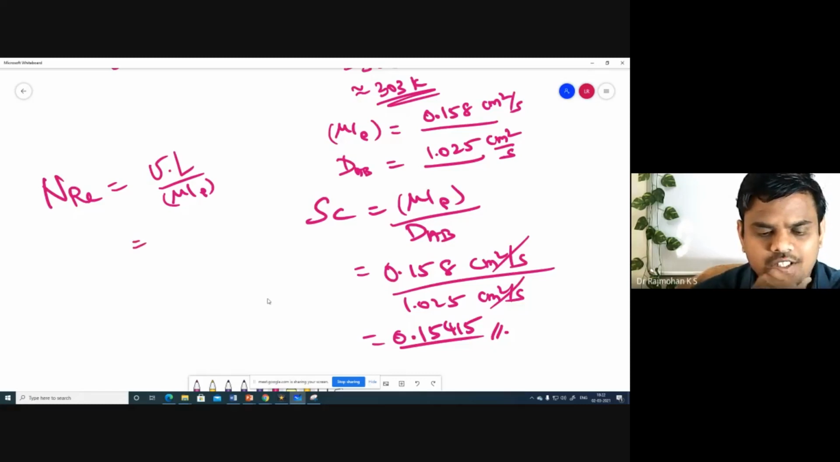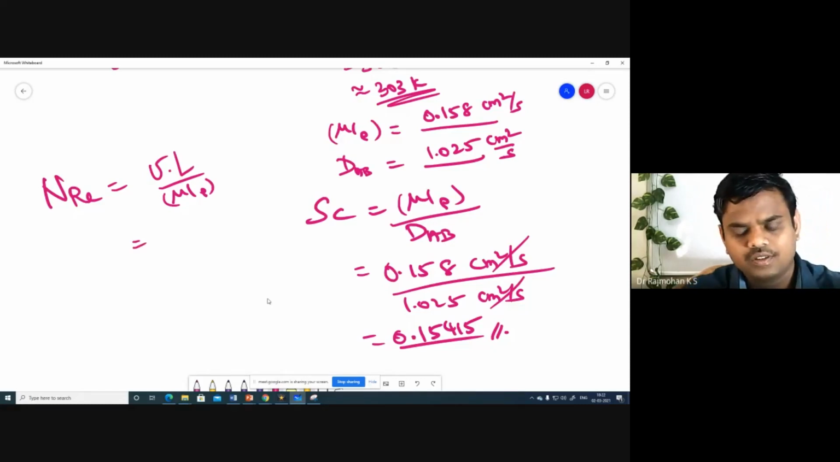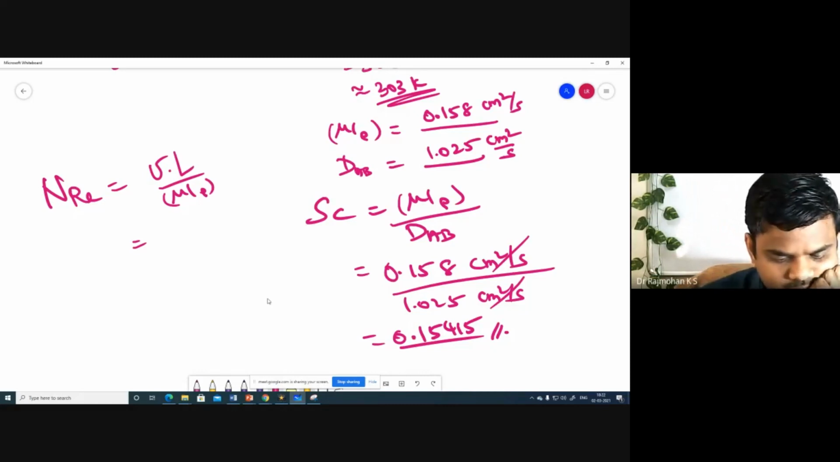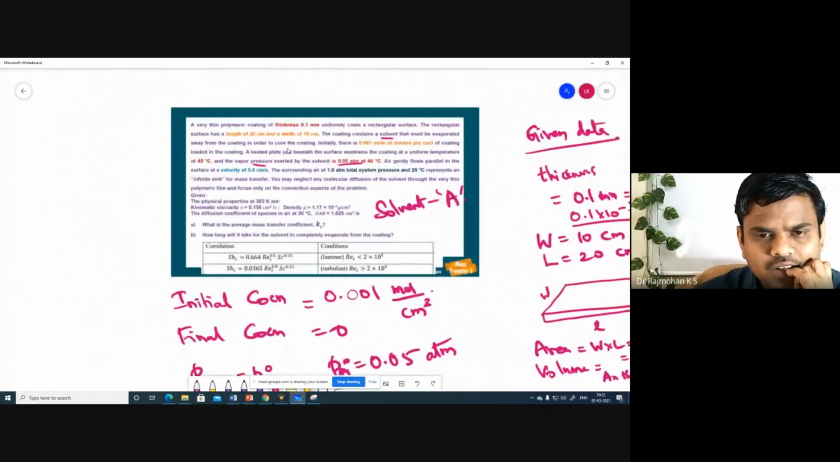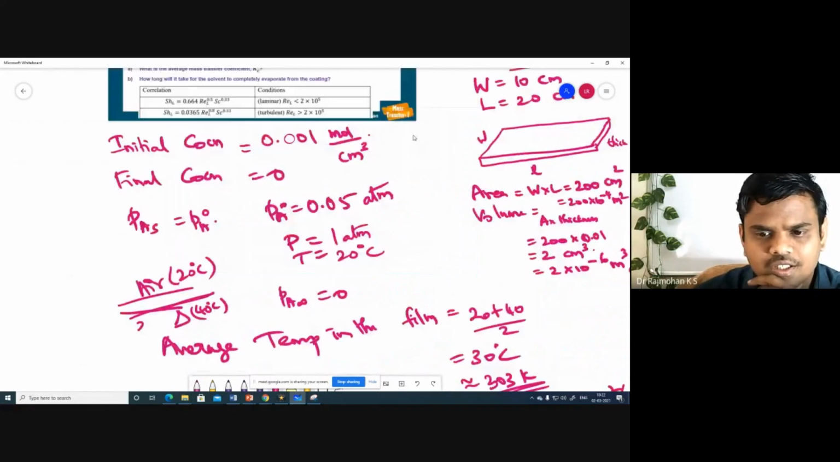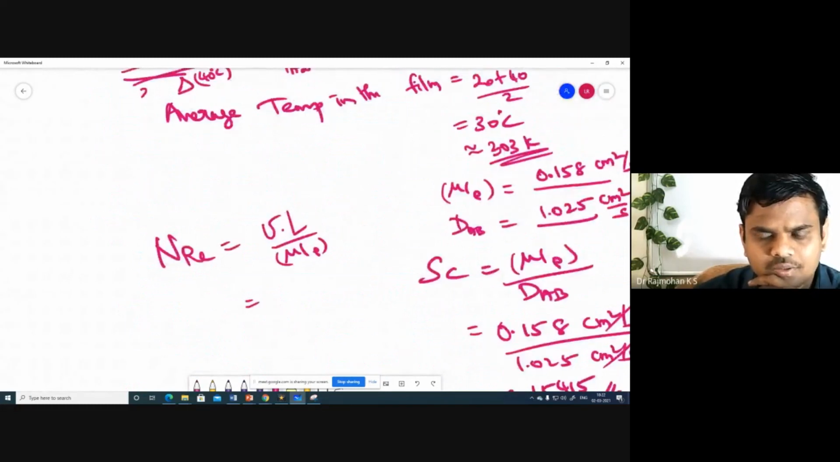So velocity is given. Please calculate, all the units are given. From the data given, what is the velocity? 5 centimeter per second is the velocity. So you can substitute 5 centimeter per second. All are in the same unit, so that's okay to determine the dimensionless number.